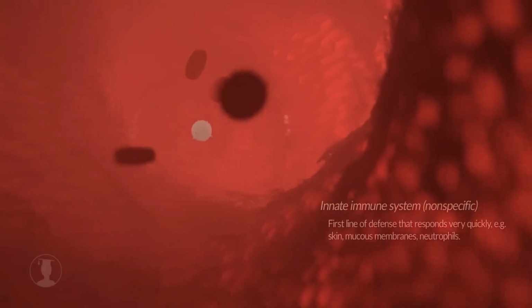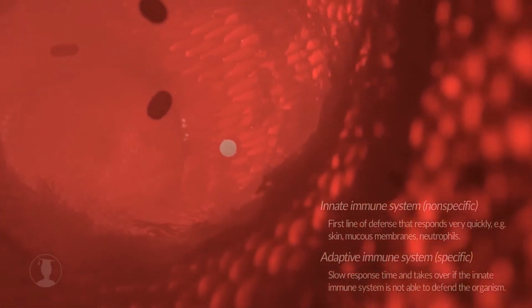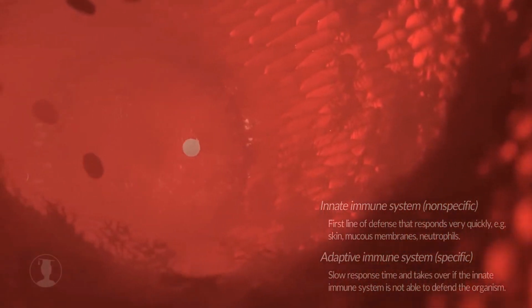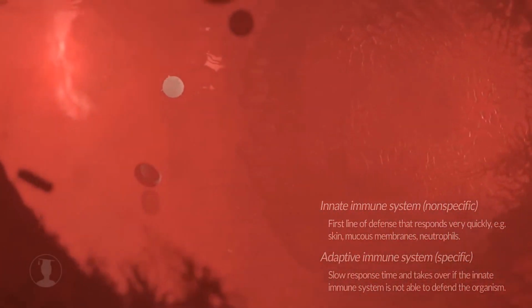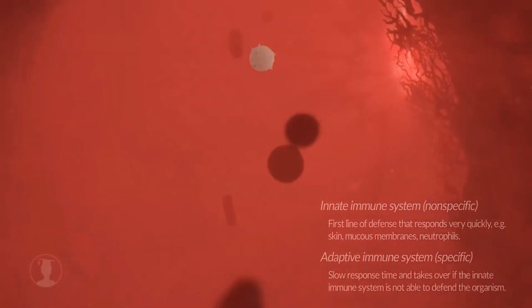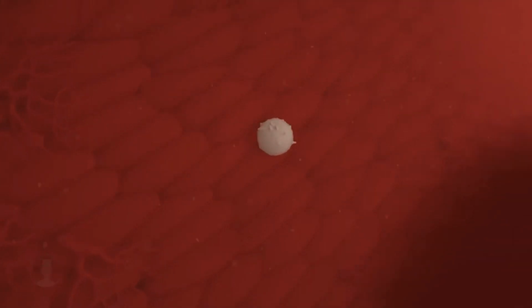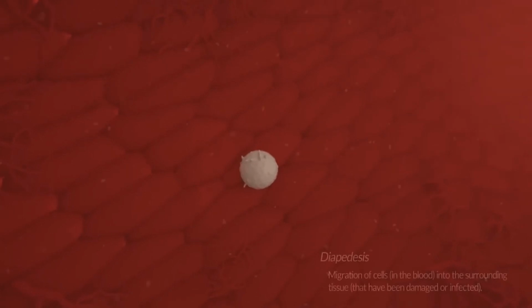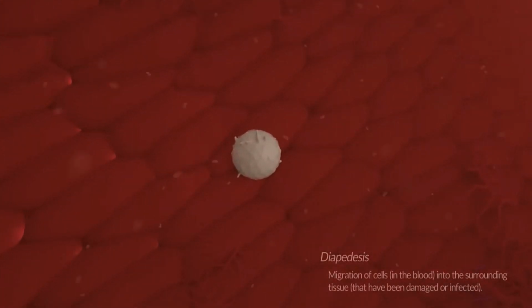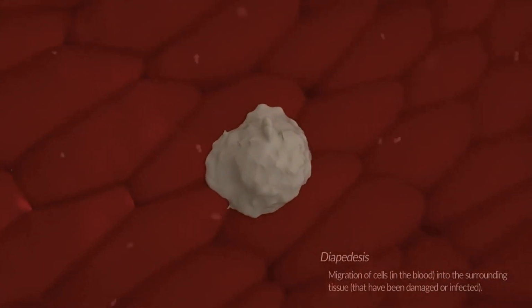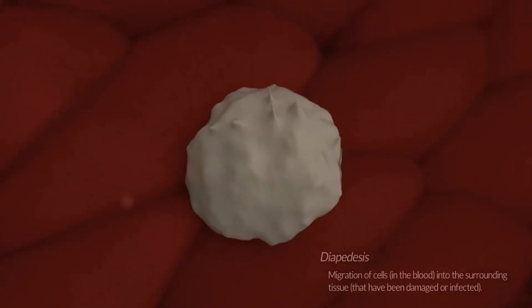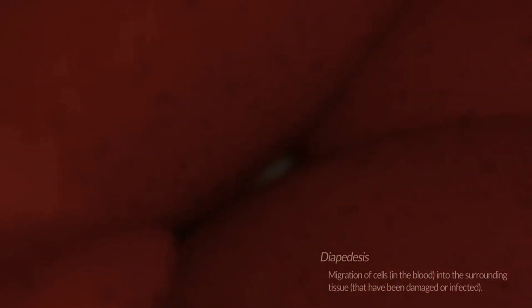Our neutrophil belongs to the so-called innate immune system and moves through the blood vessels. During inflammatory processes, the endothelial cells of the blood vessels have special receptors. Thus, initially there is weak adhesion, then strong adhesion, and finally the granulocyte goes through the endothelium. This process is called diapedesis.